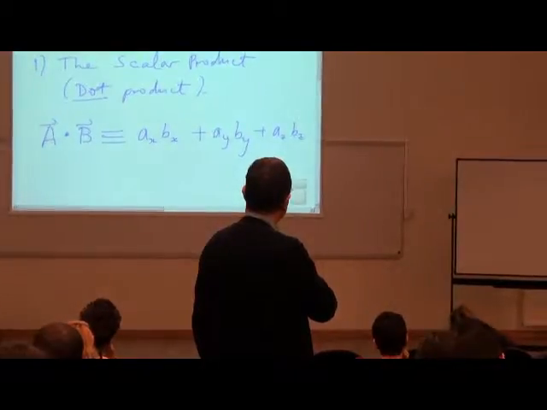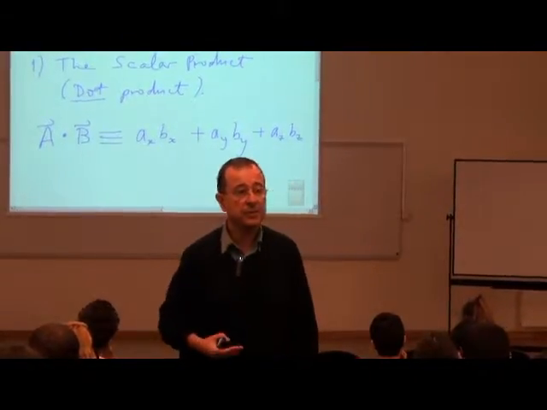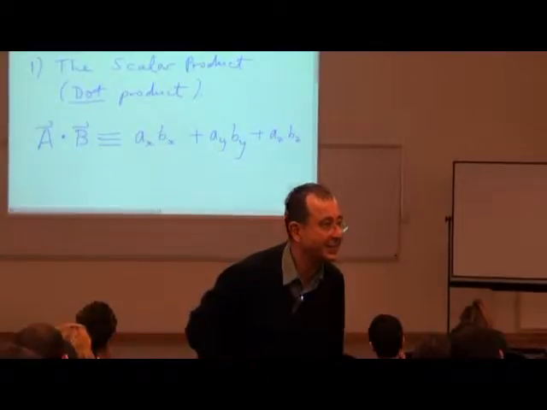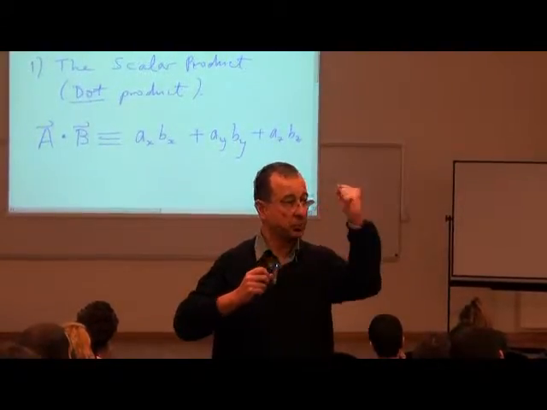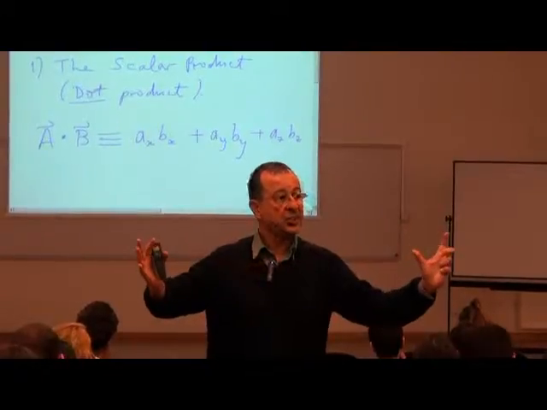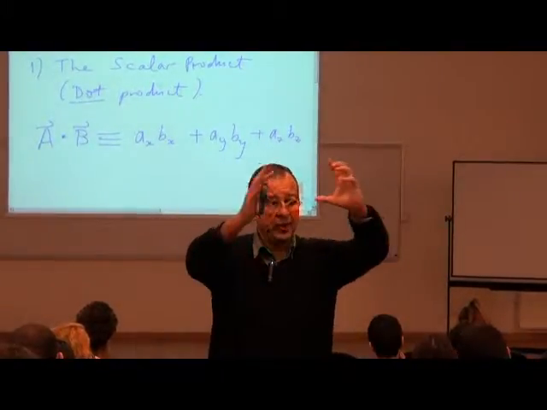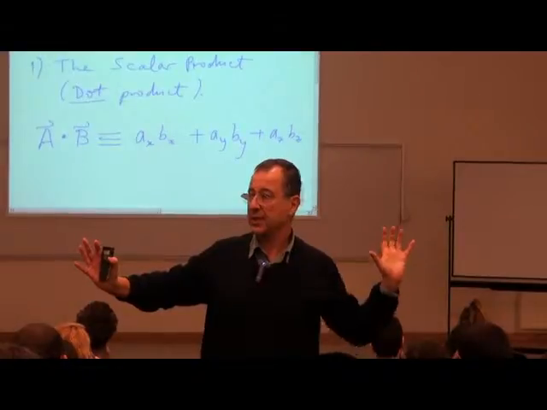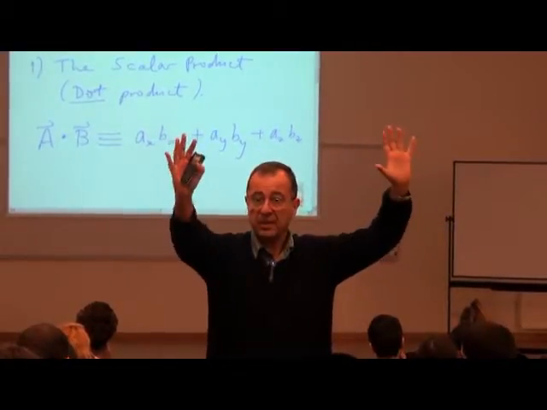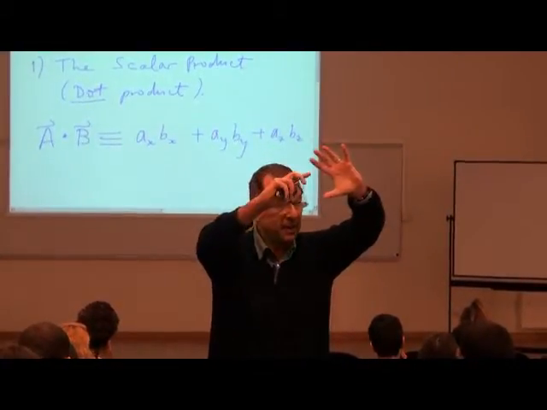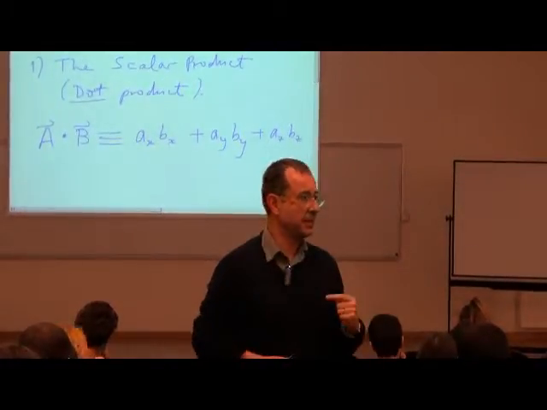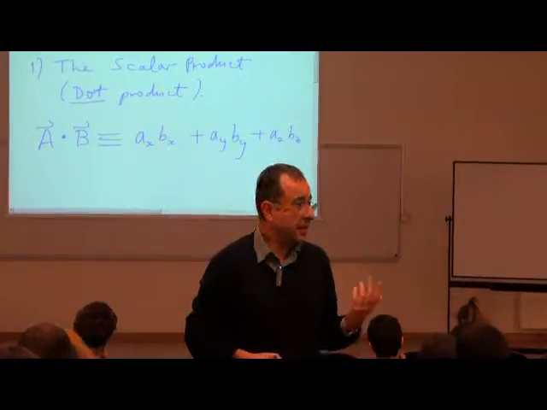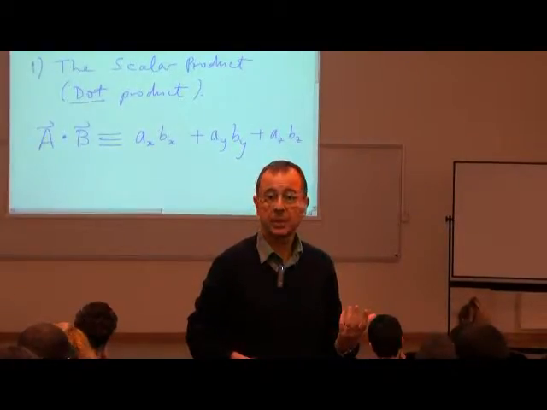x bx plus ay by plus az bz is an ordinary number. It is not a vector. So here we are talking about an operation, this dot product, which is done between two vectors. The input is a and b. Those things are vectors. You multiply them. The result of this operation itself is not a vector. It's a number. Okay?